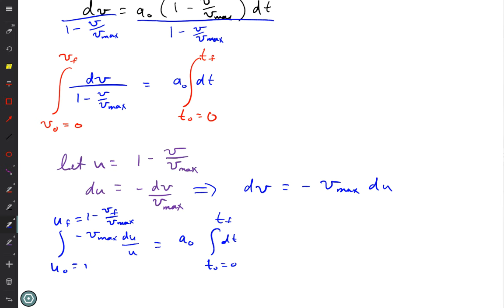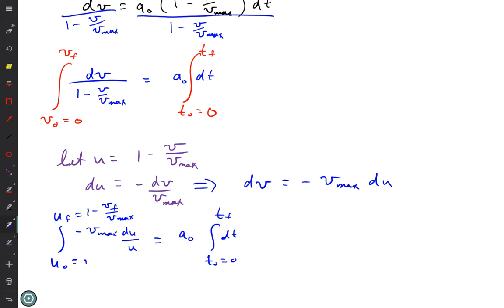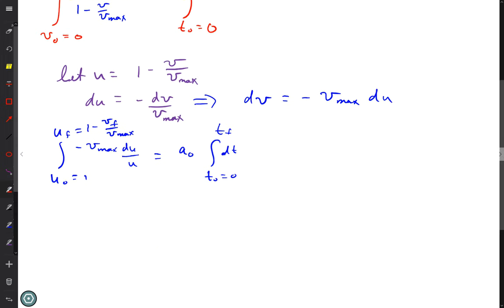Now, one last thing I'm going to do before I integrate the left side, and you don't have to do it now, I just like to, is divide both sides by minus v max. I like to do it now, so I'm just doing the integral of du over u without any minus signs or other terms. So now integral of du over u is one that you, Gila, question. Is Vmax a constant? Vmax is a constant, that's right.